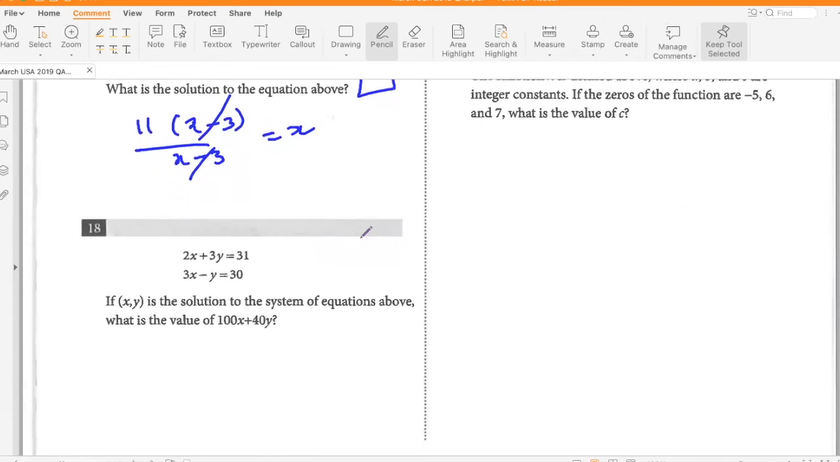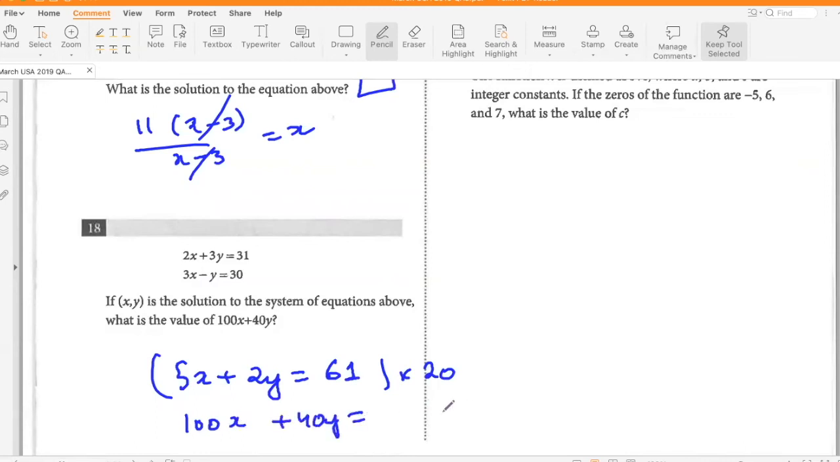If (x, y) is the solution to this equation above, what is the value of 100x + 40y? So if we add them, we get 5x + 2y = 61. And now if we multiply this by 20, I get 100x + 40y = 1220. So my answer is 1220.